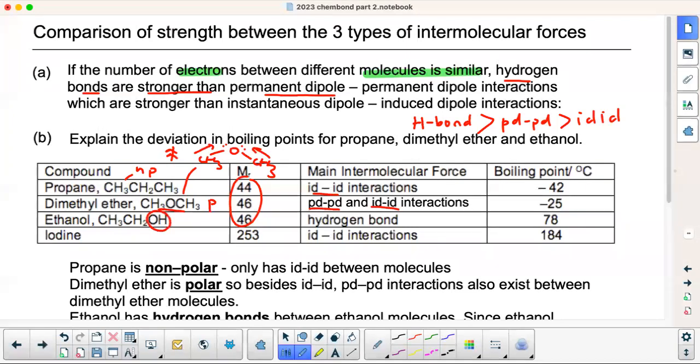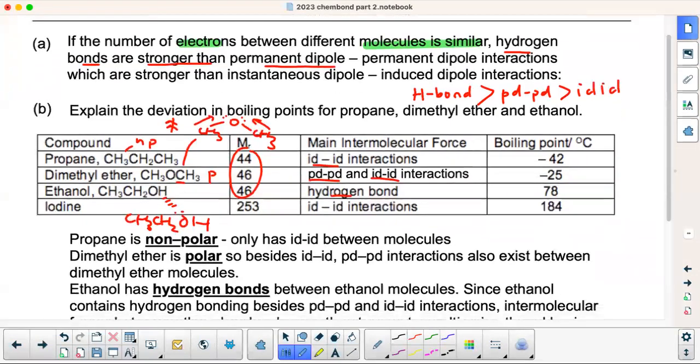This means that it has hydrogen bond. So you see an H attached to O, you know that this compound will have hydrogen bond. So it probably will look like this. The H will form a hydrogen bond to the O here. So this one is a hydrogen bond. So I put hydrogen bond. So very simple. So you can fill in all the gaps here.